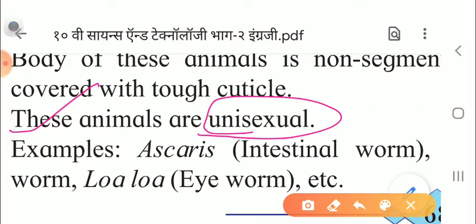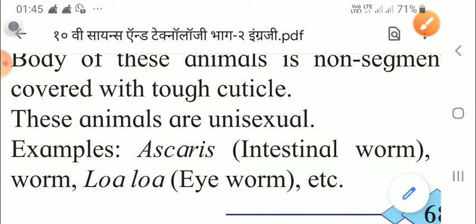Now the examples we can see are Ascaris, which is also called the intestinal worm. Then the second example is the filarial worm, and the third is Loa loa, which is also called the eye worm.